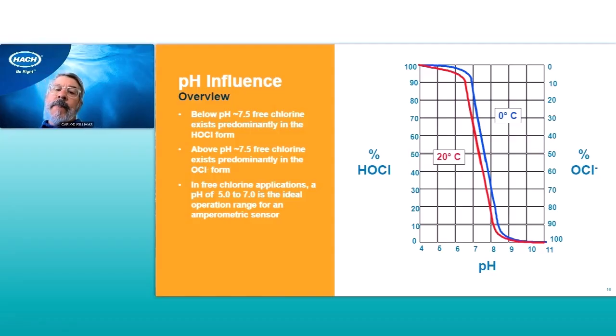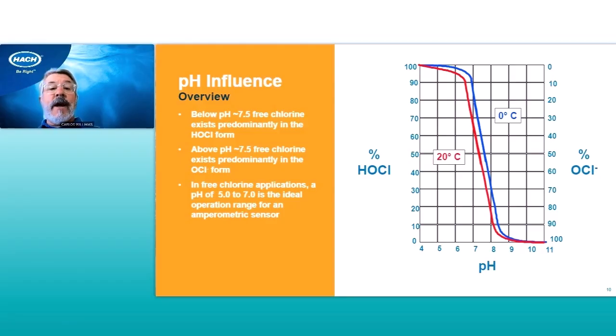So note that you've got a graph here that has two y-axes. The one on the left is for the hypochlorous acid. The one on the right is for hypochlorite. And note that their scales are inverted. The hypochlorous acid goes from 0 to 100, and the hypochlorite goes from 100 to 0. And this shows you how pH changes.